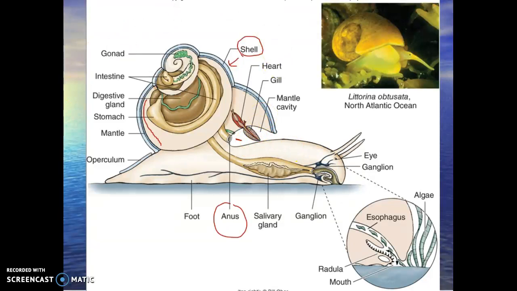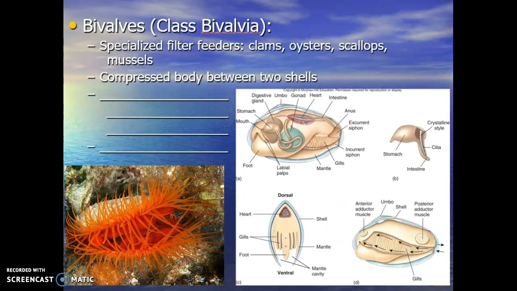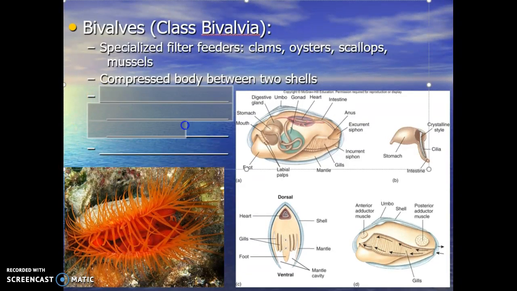Okay, so some neat features, some really fun stuff when we look at marine mollusks and especially at the gastropods. So that's one of the classes in the mollusk or Mollusca phylum. Second class are the bivalves. This is a very important group to humans commercially, economically. Clams, oysters, scallops, mussels, class Bivalvia. All these guys are filter feeders.